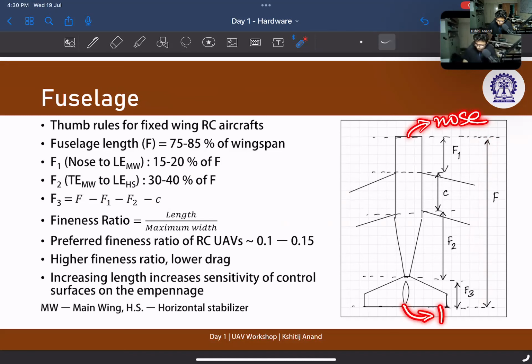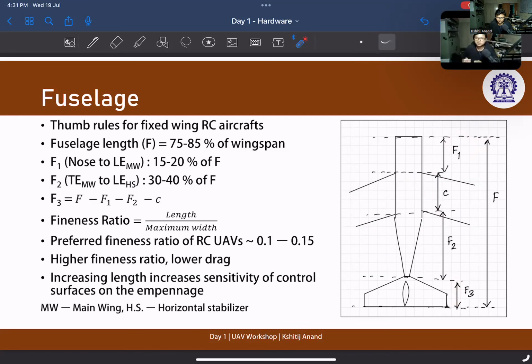So the first part of the fuselage, F1, is from the nose to the leading edge of the main wing. Then there is the chord length. And then there is the part from the trailing edge of the main wing to the leading edge of the horizontal stabilizer. And then there is the length of the horizontal stabilizer. These four parts make the whole fuselage length.